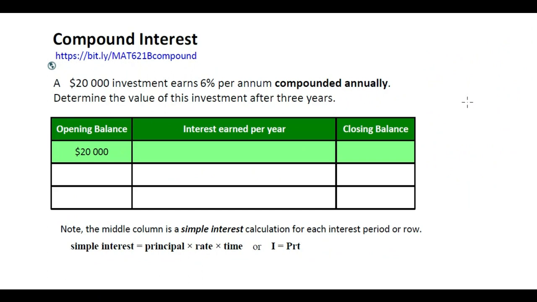Okay, so after our short simple interest introduction, now let's have a look at compound interest. And you can see the link there to a spreadsheet that can bypass some of the grunt work involved.